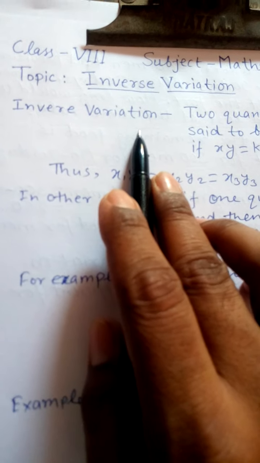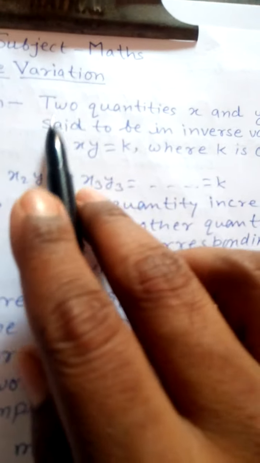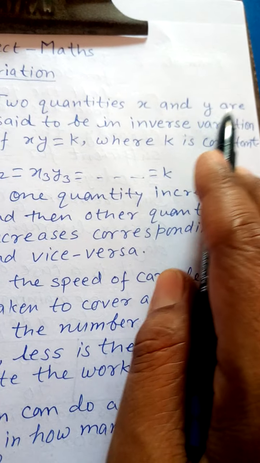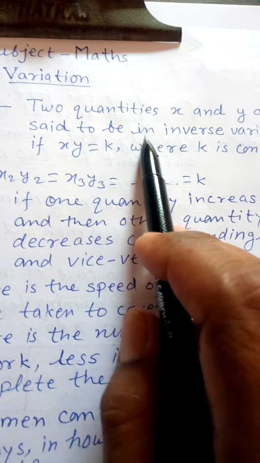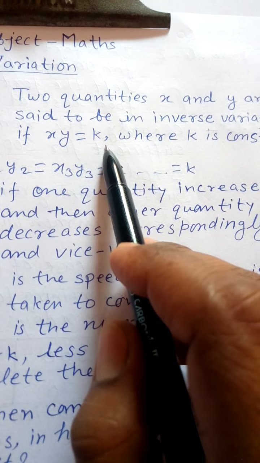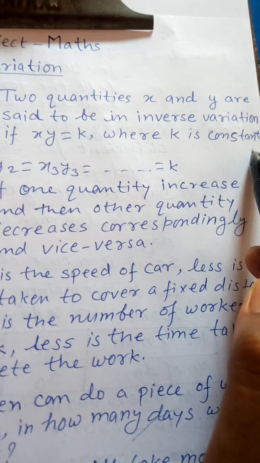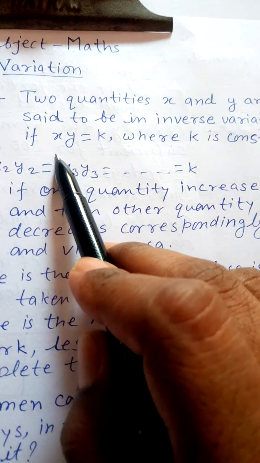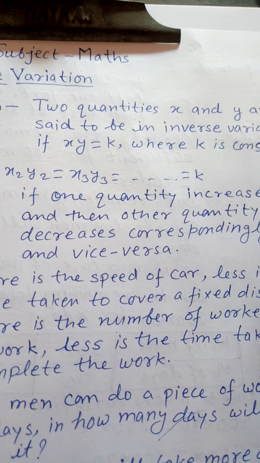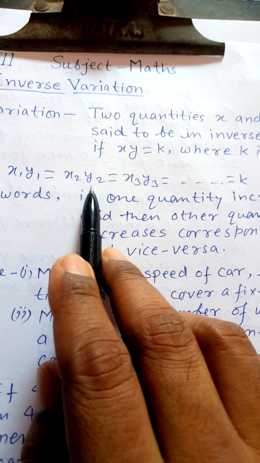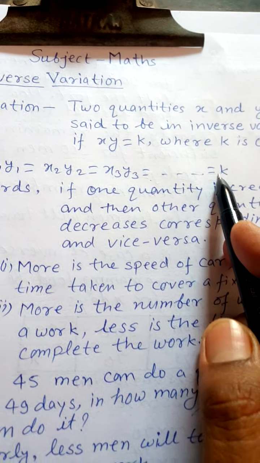First, we have to understand the word inverse variation. Two quantities x and y are said to be in inverse variation if xy equals k, where k is constant. It means the multiplication of the two quantities must be constant if there is any change. Thus x1 y1 equals x2 y2 equals x3 y3 equals k.